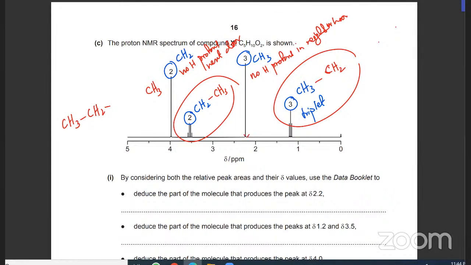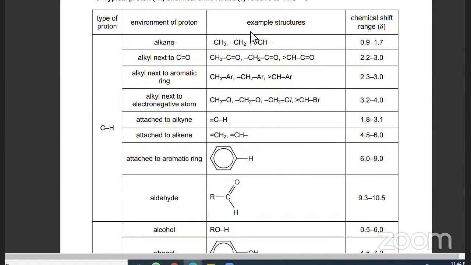So what does the data booklet tell you? What kind of CH3 is that? That's a CH3 that's next to C=O. That is the type of CH3 that resonates at 2.2. There's another one which resonates in the same range, but that's CH3 next to an aromatic benzene ring. We don't have a benzene in this case, so that's out of the question.